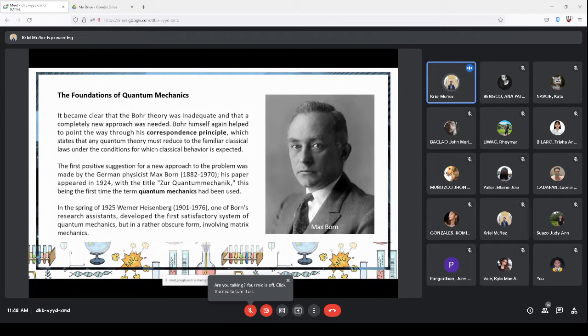So the first positive suggestion for a new approach to the problem was made by the German physicist Max Born. His paper appeared in 1924 with the title Zur Quantum Mechanik. This is the first time the term quantum mechanics had been used. So si Max Born ang senior ni Werner Heisenberg. Siya yung advisor, parang gano'n, ni Werner Heisenberg, assistant.